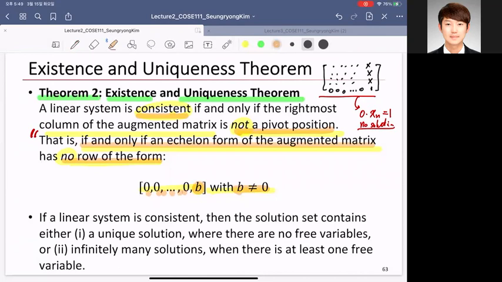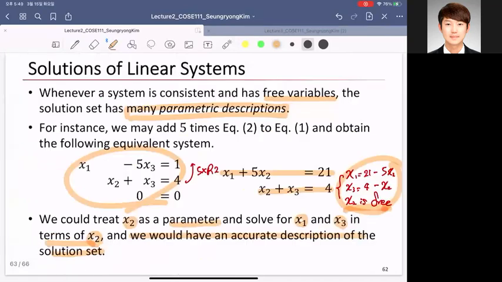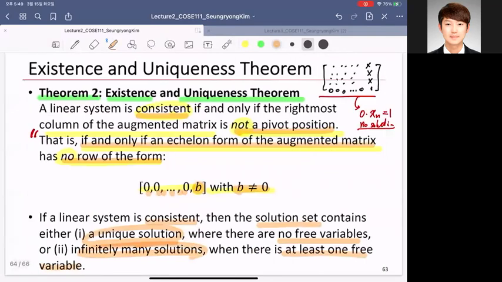Okay, and if a linear system is consistent, then the solution set contains either a unique solution where there are no free variables, or infinitely many solutions when there is at least one free variable, like the previous example, right? So if a linear system is consistent, the solution set contains either a unique solution or infinitely many solutions. Okay, that's Theorem 2, the Existence and Uniqueness Theorem.